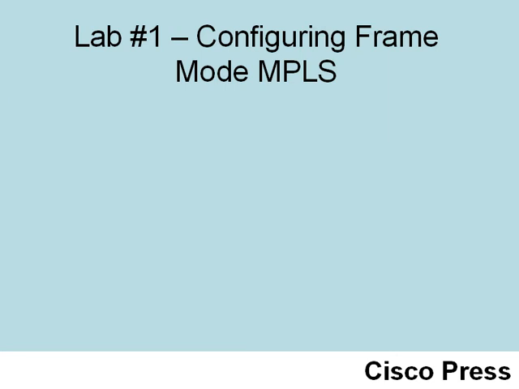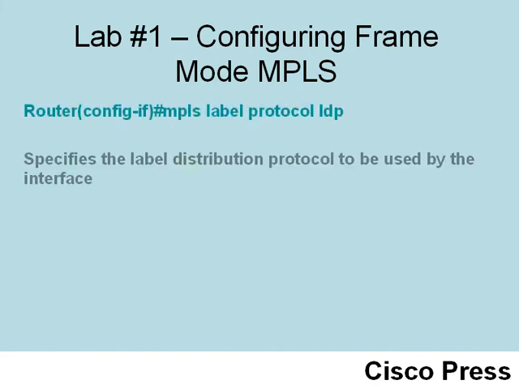Next, we select the label distribution protocol that we're going to be using. In this lab, we will say mpls label protocol ldp. That's the label distribution protocol. However, another option is TDP, the tag distribution protocol. Or we could use both. But in this lab, we are going to use LDP.